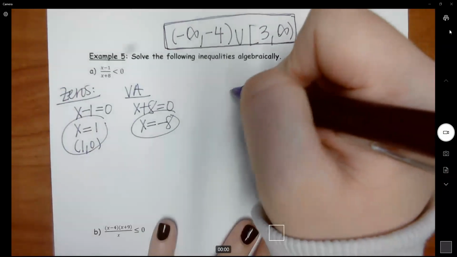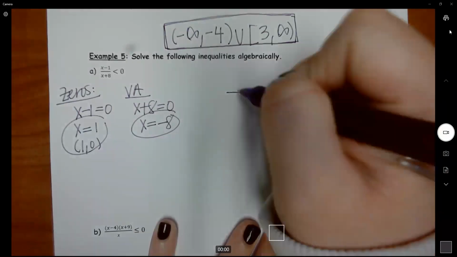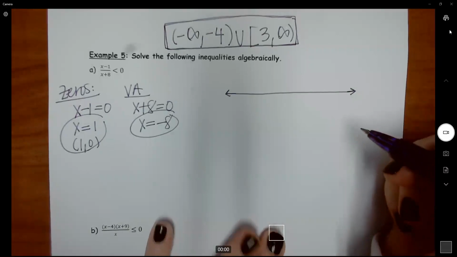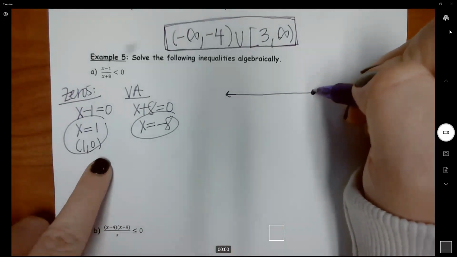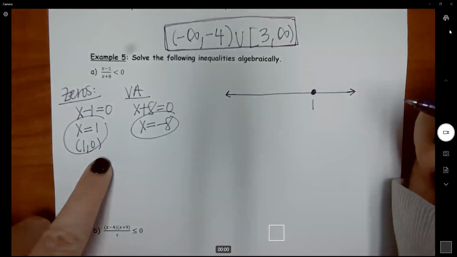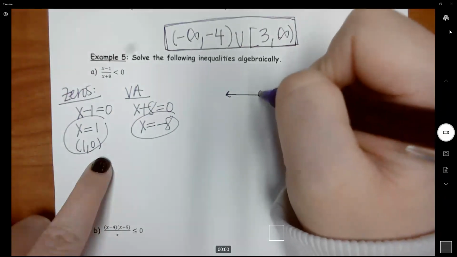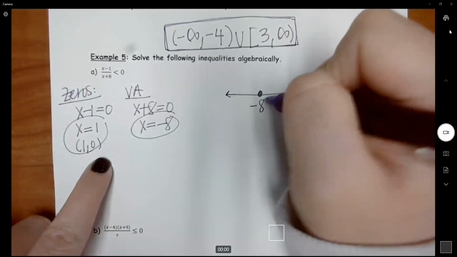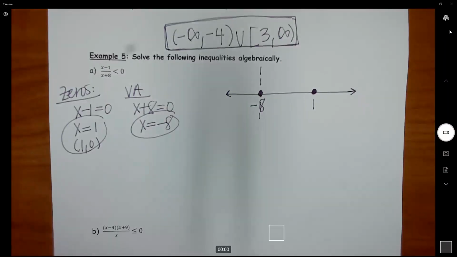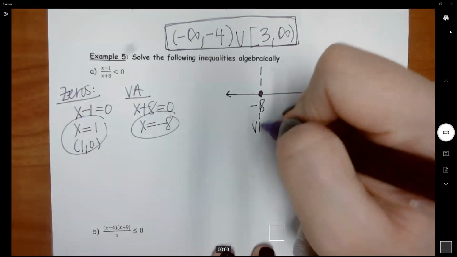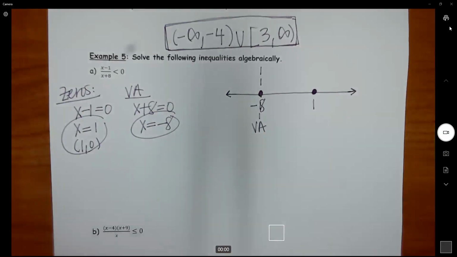Okay, so let's make our number line. We have a zero right here at 1, and we have a vertical asymptote at -8. I'm going to represent that with some dashed lines so I know what this is. Now we need some test points.